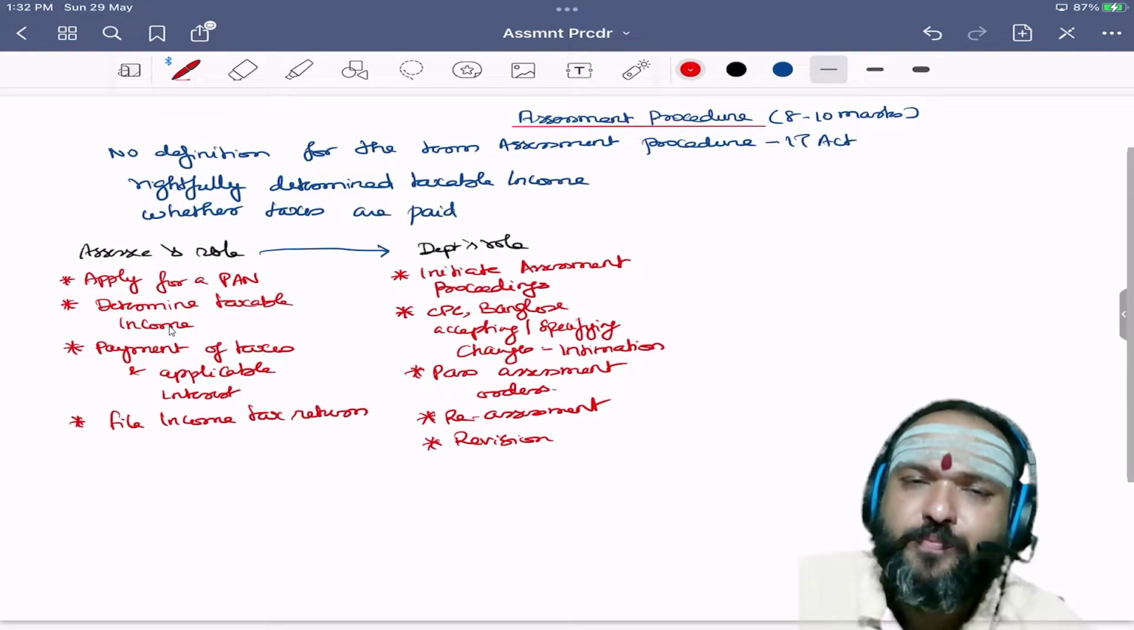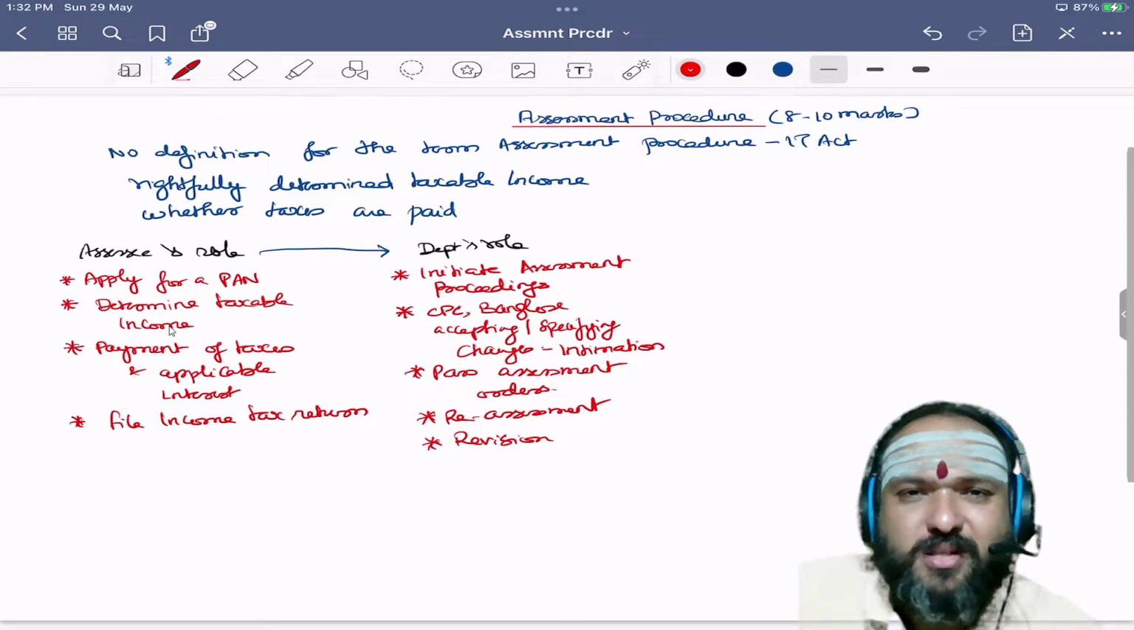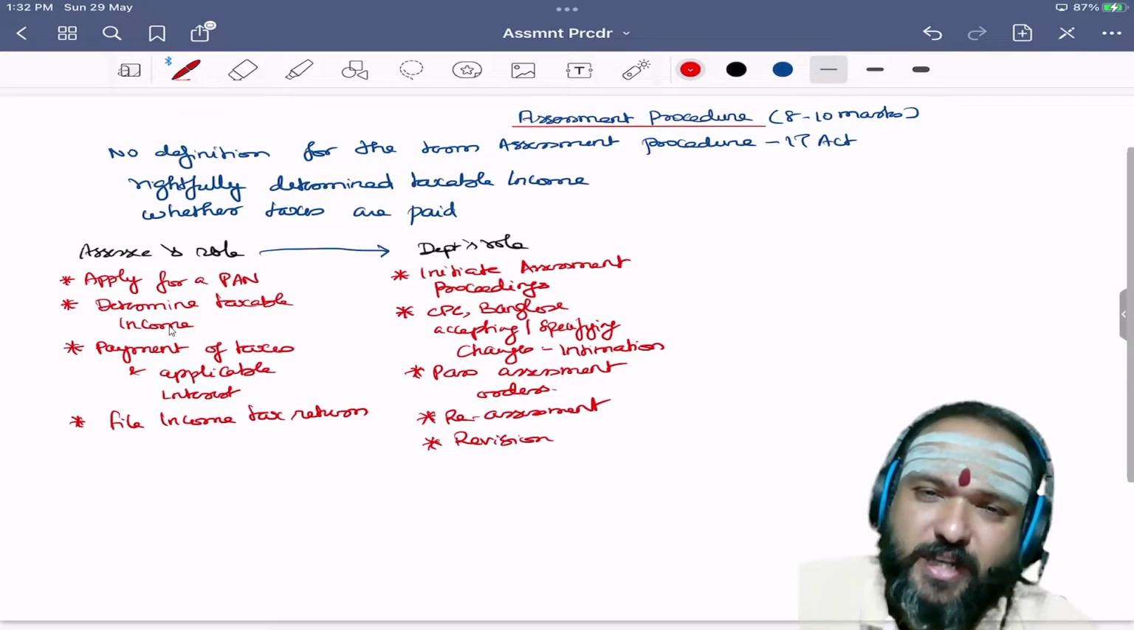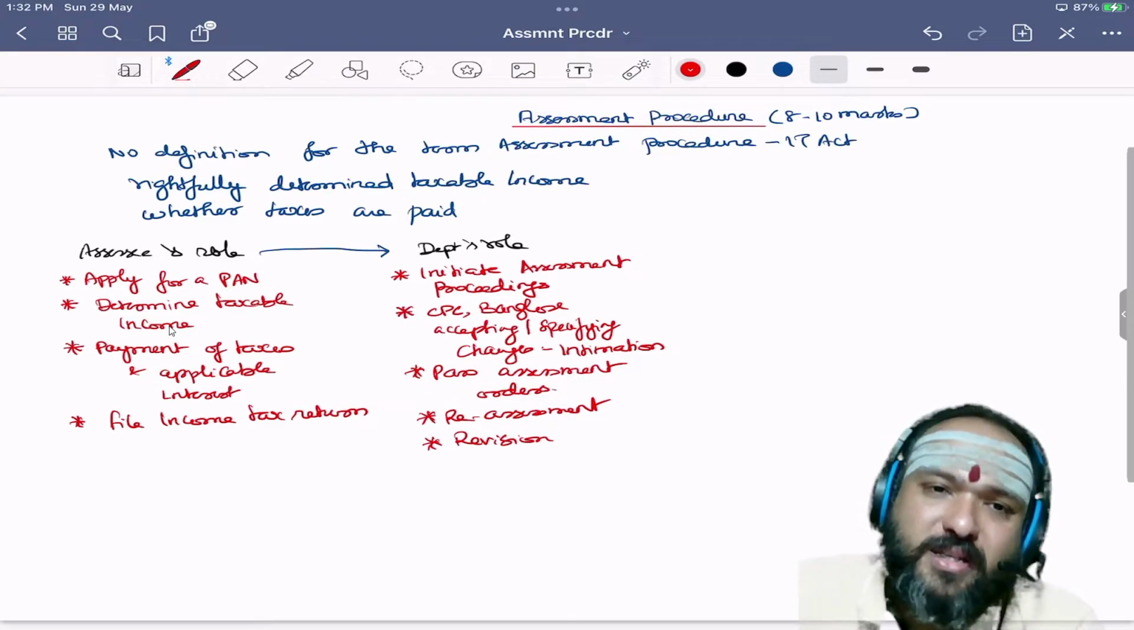do it suo motu. Sir, this is too much to process, sir. So don't worry, we have not even gotten into the subject. This is a bird's eye view of what is assessment procedure.